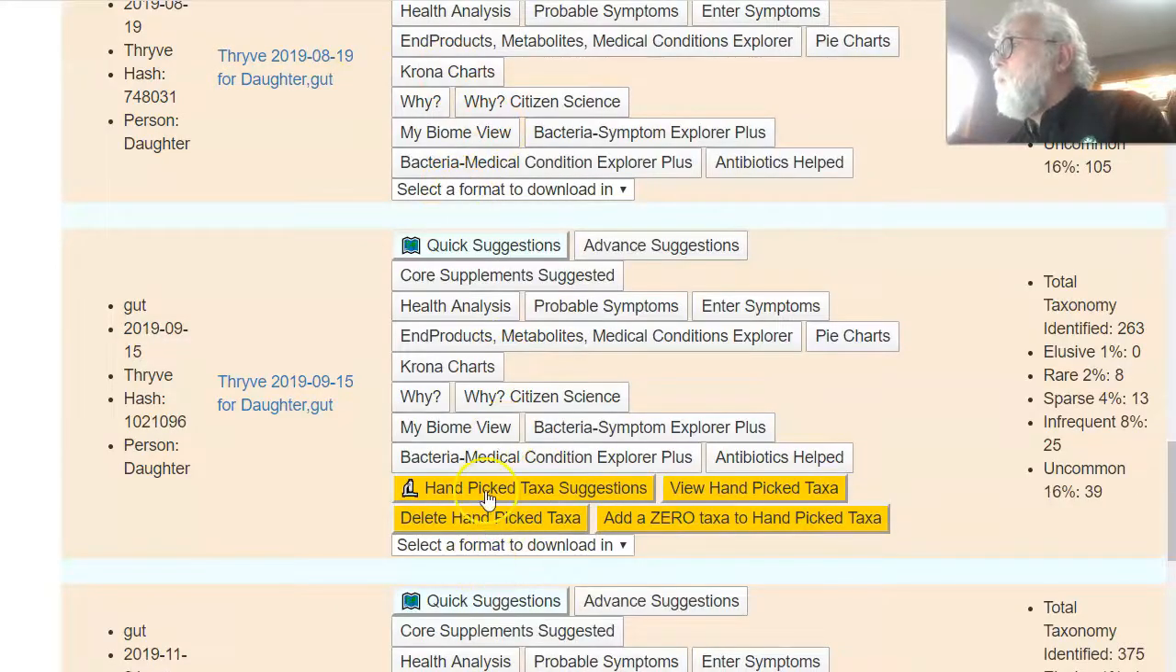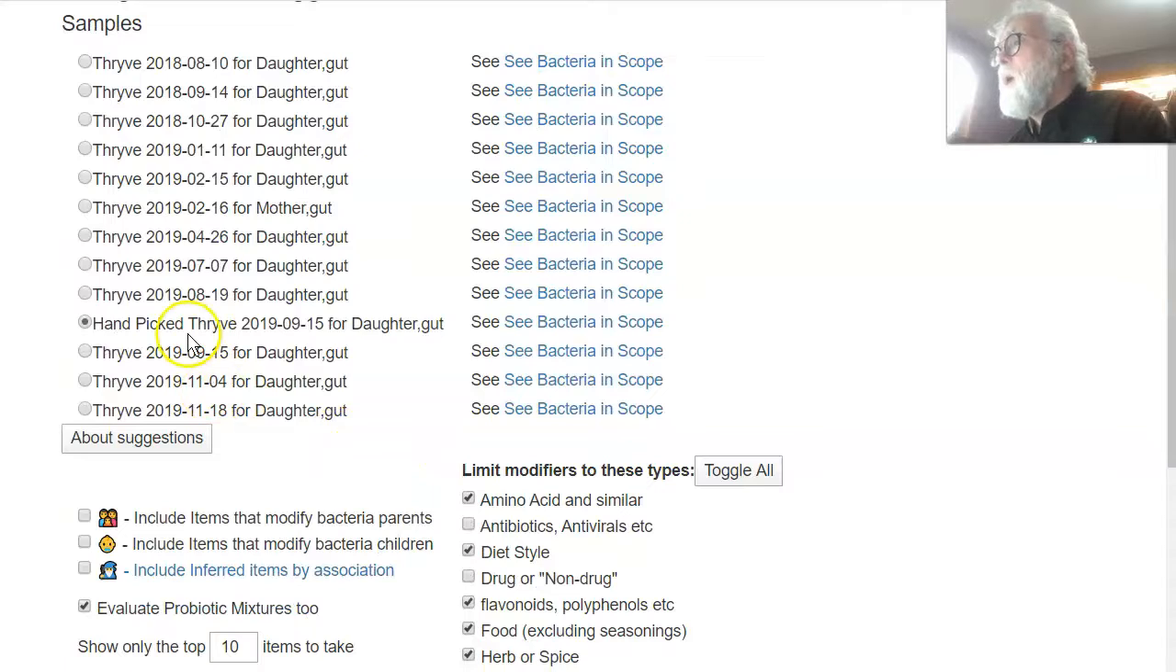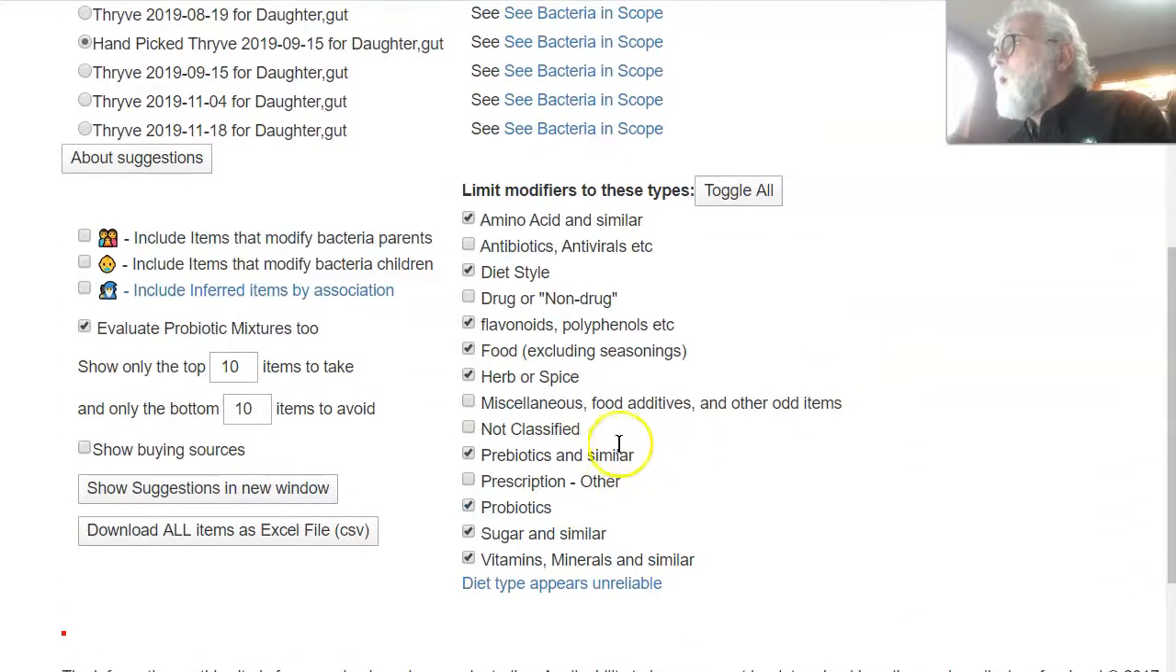Now we can go over and do handpicked taxa. You will see it's automatically marked for the one which we are working with. And now you can go and get suggestions. Let's suppose we want to restrict the suggestions to, let's say, herbs, spices, flavonoids, prebiotics and probiotics. So we're going to restrict it just for illustration purposes. I'm going to have the number being 30.